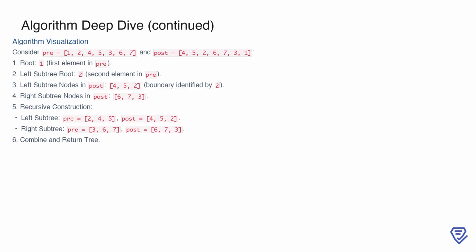We then recursively construct the left subtree using pre equals 2, 4, 5 and post equals 4, 5, 2. And the right subtree using pre equals 3, 6, 7, and post equals 6, 7, 3. Once both the left and right subtrees are constructed, we attach them to the root node 1 and return the complete tree. This step-by-step decomposition and reconstruction process ensures that the tree is built accurately and efficiently.